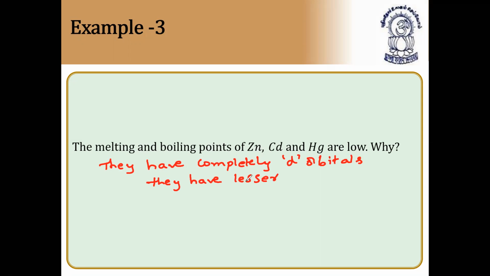The atoms will have lesser attraction. That is, no strong metallic bonding. The metallic bonding present is weaker. Low metallic bonding, that's why their melting points and boiling points are low.